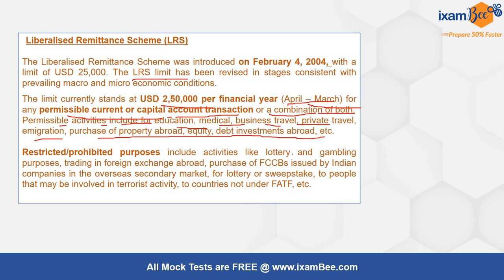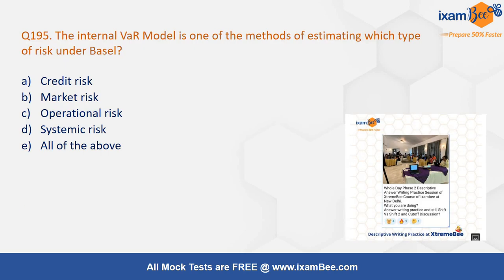Restricted areas are lottery, gambling, trading in foreign exchange abroad, purchase of the FCCBs issued by Indian companies in the overseas secondary market. Understand, here in India you can directly buy the share, so why you are purchasing outside? There must be something fishy. Also lottery or sweepstake to people that may be involved in terrorist activities, or to the countries not under FATF. There also there is a suspicion about the activity.